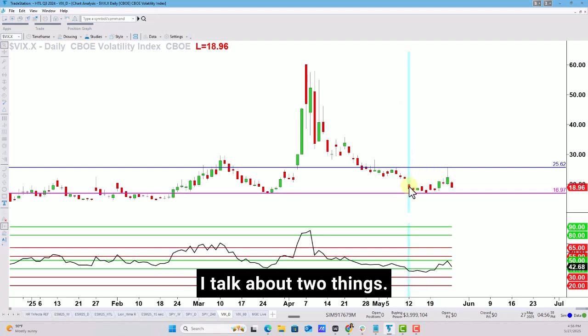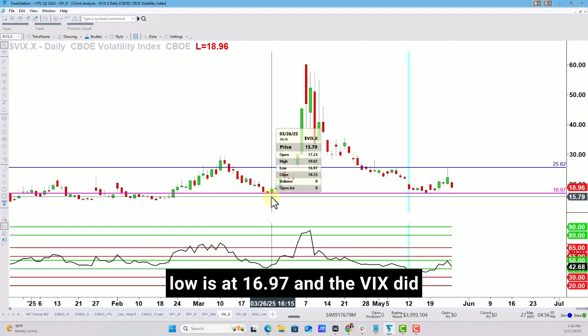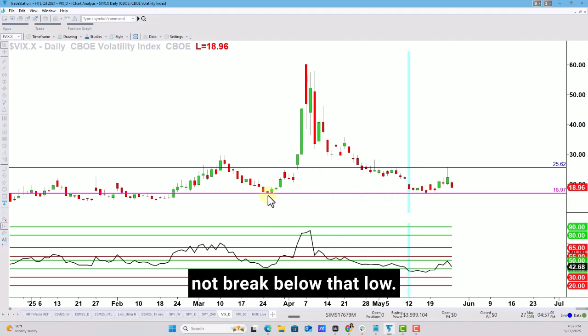I talked about two things. One, advanced RSI power zones concepts, that's my indicator down below, and how it wasn't going to be a guarantee that we'd see this deteriorate all the way to bear support. That's the first thing that happened. Two, I talked about how the range from March 26th was very critical, and you can see that low was at 1697, and the VIX did not break below that low. It went lower, as I thought it might, but it didn't push below there.